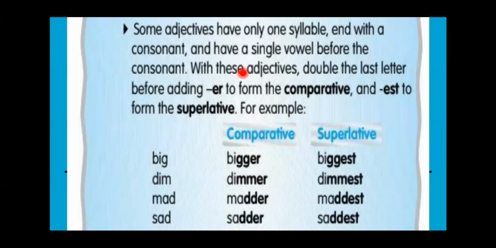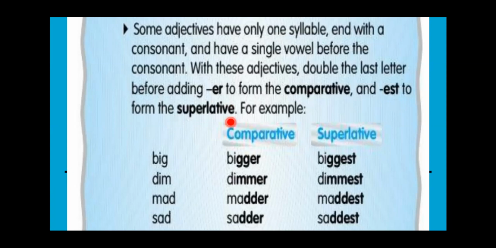Now see over here, some adjectives have only one syllable, end with a consonant, and have a single vowel before the consonant. With these adjectives, double the last letter before adding er to form the comparative and est to form the superlative. So here what is it saying?